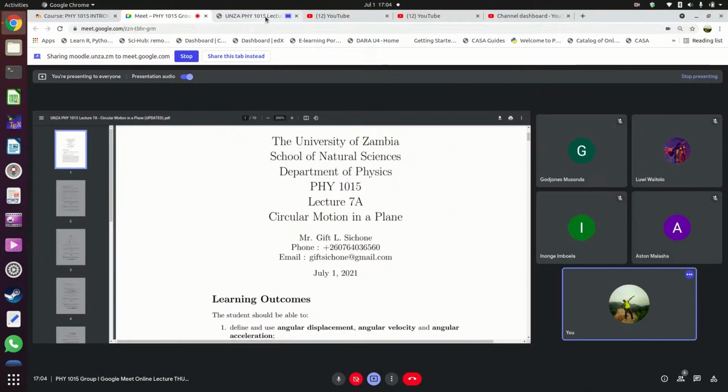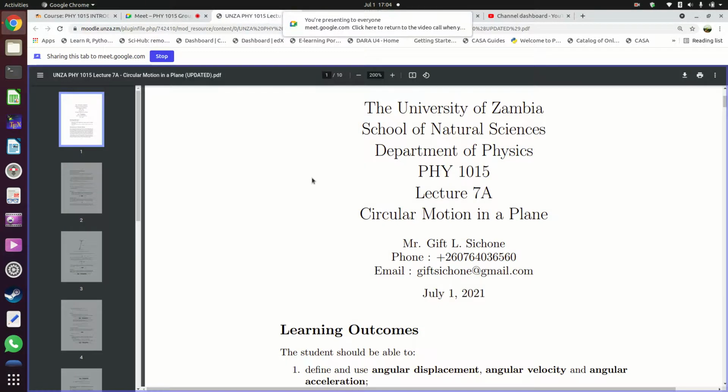So we want to talk about how we can describe circular motion. When we talk about circular motion, basically we are talking about an object moving in a circle. For example, if a car is going around a roundabout, or if a planet is going around the sun, that is a kind of circular motion we're talking about.